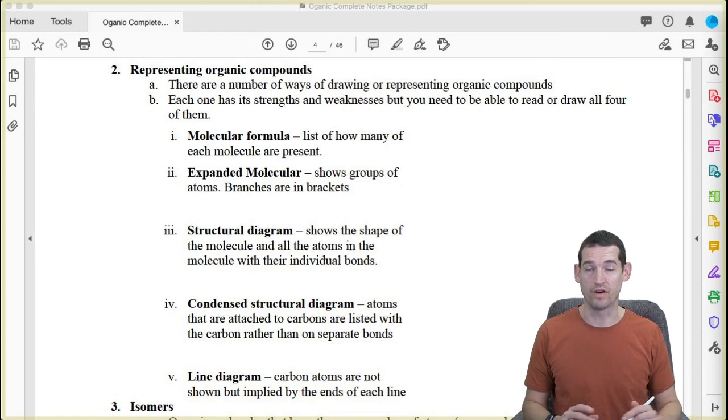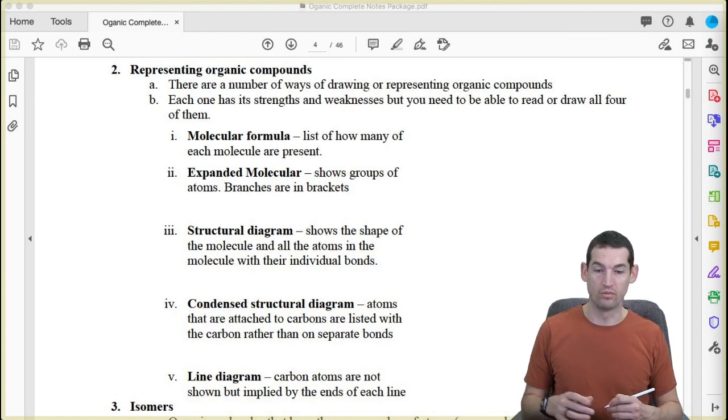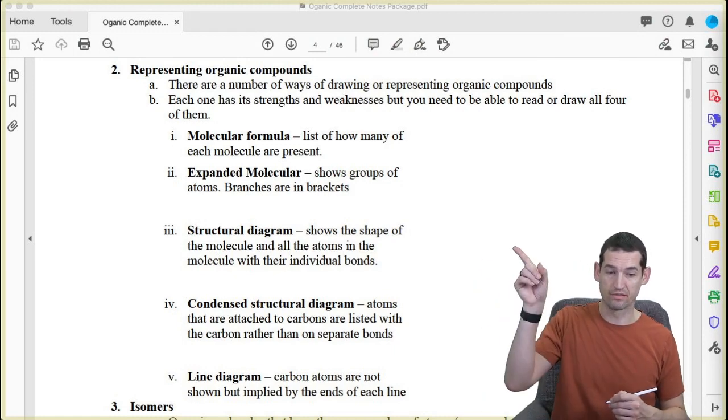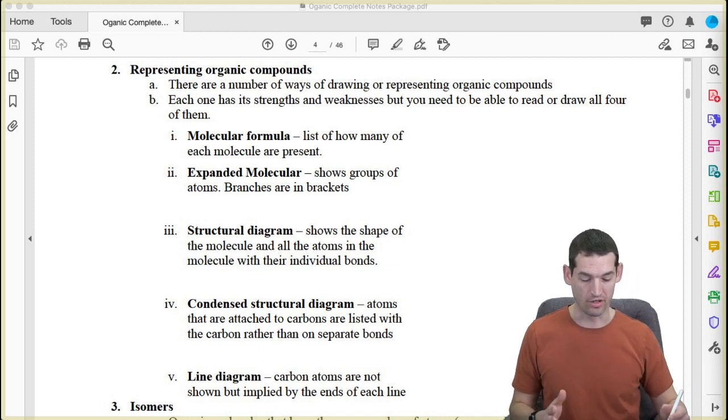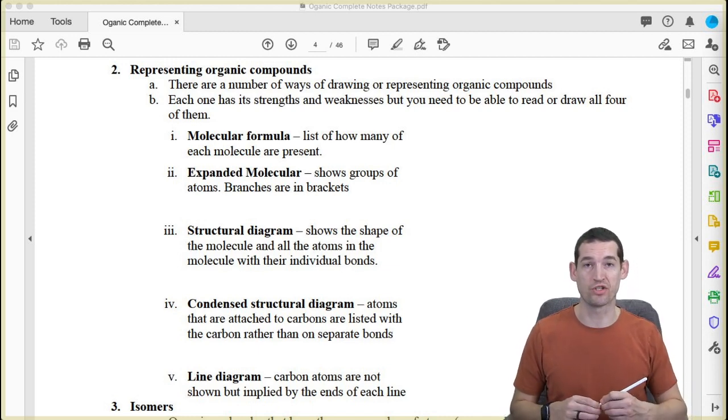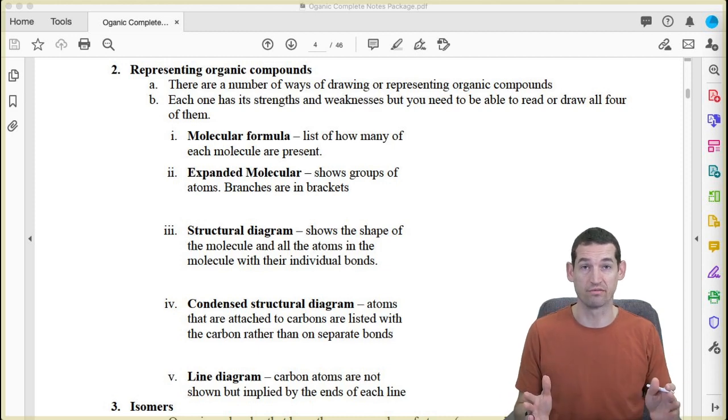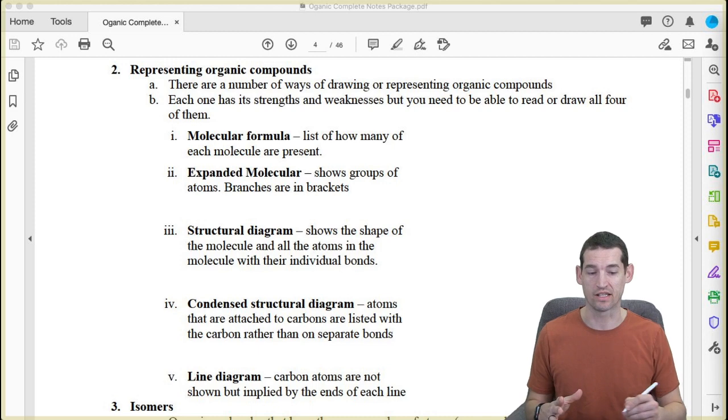We're going to cover all 5, although really these bottom 3 are the ones that we're going to use the most by far. Expanded molecular, you'll probably see a little bit. Molecular, you'll understand here in a little bit, is almost entirely useless to us in organic chemistry. But let's go through them all anyway. Molecular formula is just a list of what's there. It doesn't give it in any order or structure or anything, just lists exactly what we have.